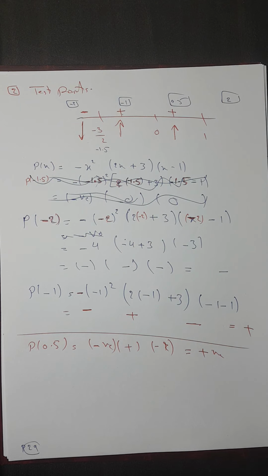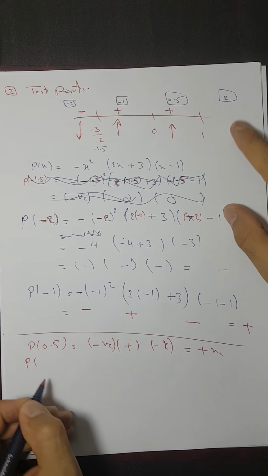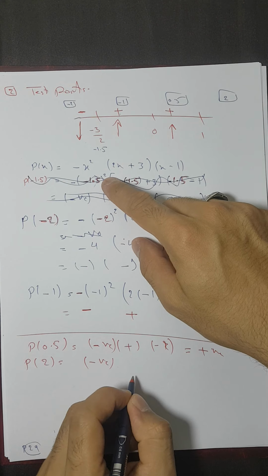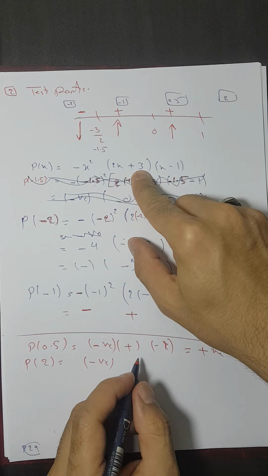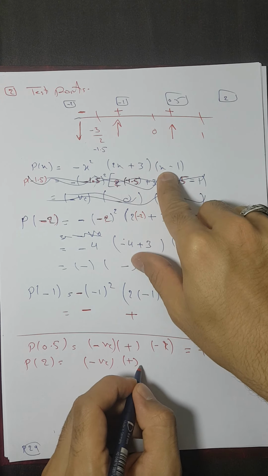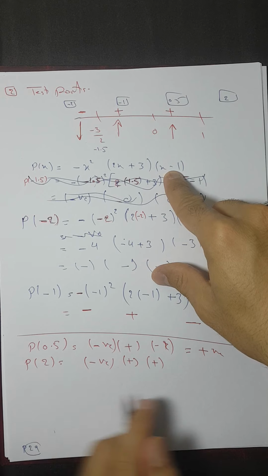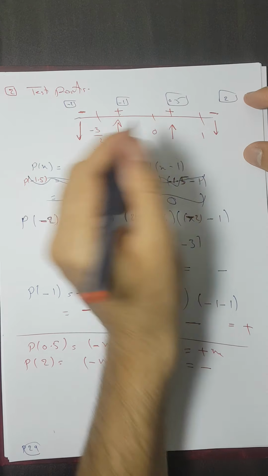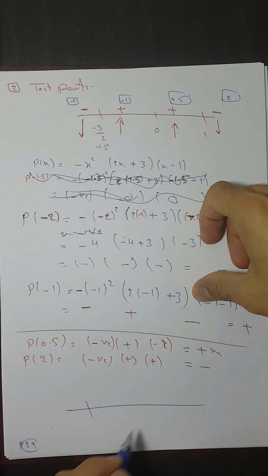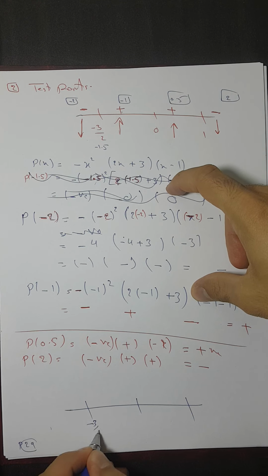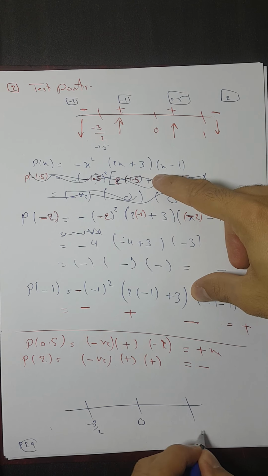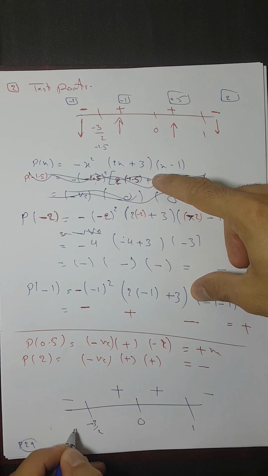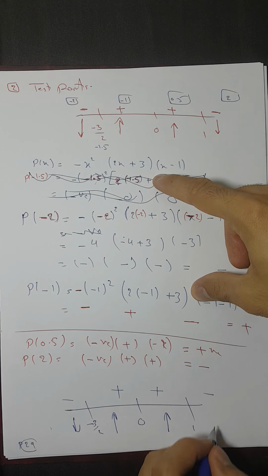And for 2 test point, here is negative as usual, I know. 2 power 4 4 3 7 is positive. 2 minus 1 is positive. I don't care about the value. And finally we get negative, so it means that here is negative. Now our test point or our region for increasing and decreasing is like that: negative, negative, positive, positive, increase, increase, and decrease.